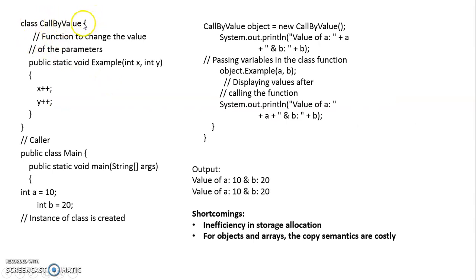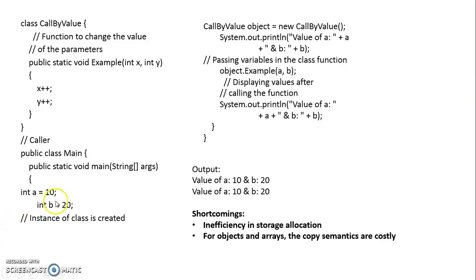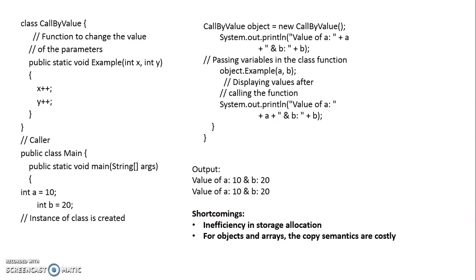Here my class is call by value. I have one method, void example, in which I have passed two parameters of type integer, which is going to perform increment of x and y. Then is my main function. In that I have two variables, a with value 10 and b with value 20. Then here I have created an object and in the next line I am printing the value of a and b. So here what value will be printed? Value of a is 10 and b is 20.